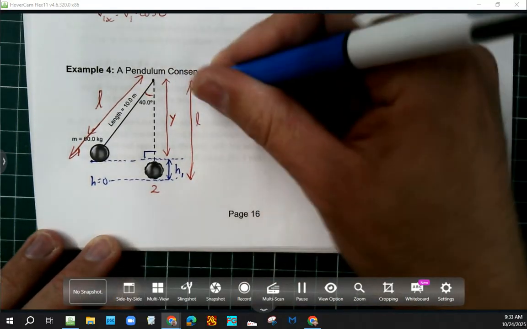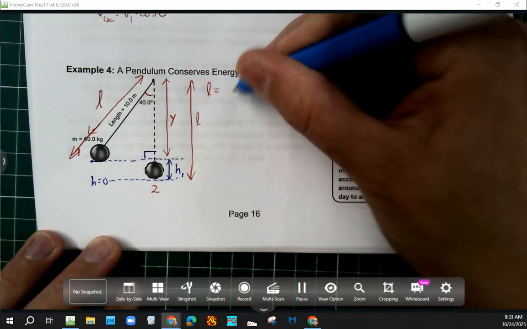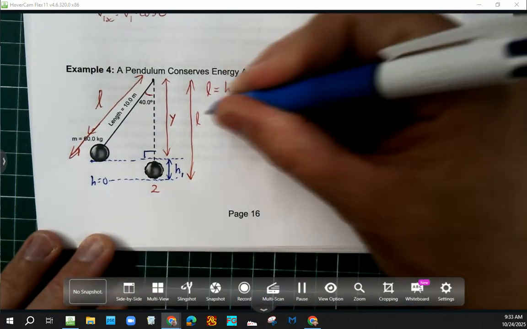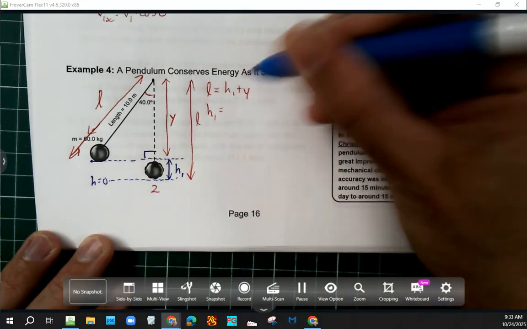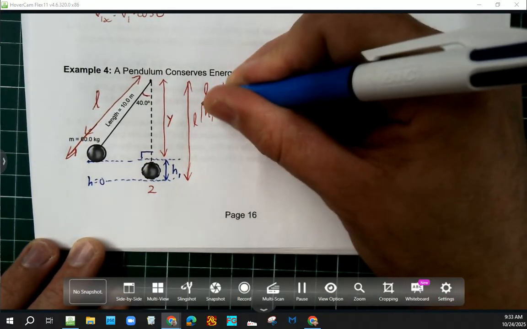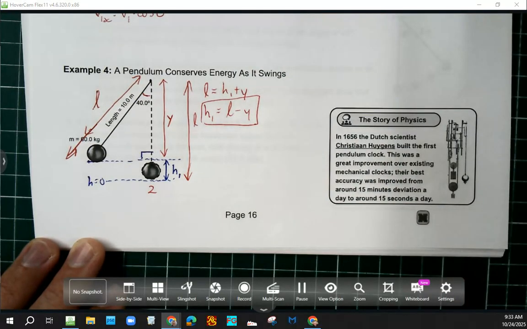It seems to me that length is equal to height 1 plus Y. In other words, height 1 is equal to length minus Y. I'm going to put a box around that. I'm going to call it equation 1.